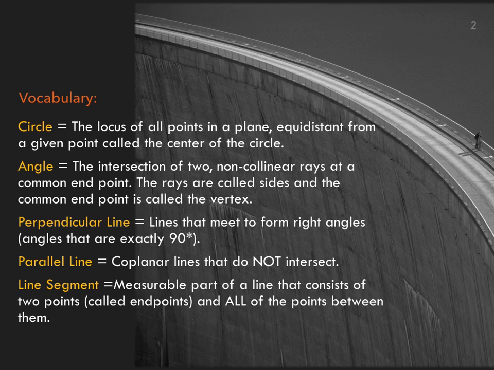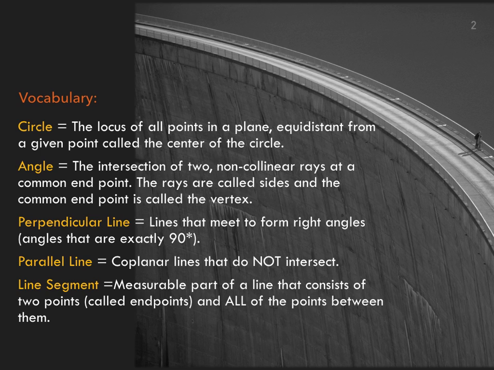Circle: the locus of all points in a plane equidistant from a given point, called the center of the circle. Angle: the intersection of two non-collinear rays at a common endpoint. The rays are called sides, and the common endpoint is called the vertex.